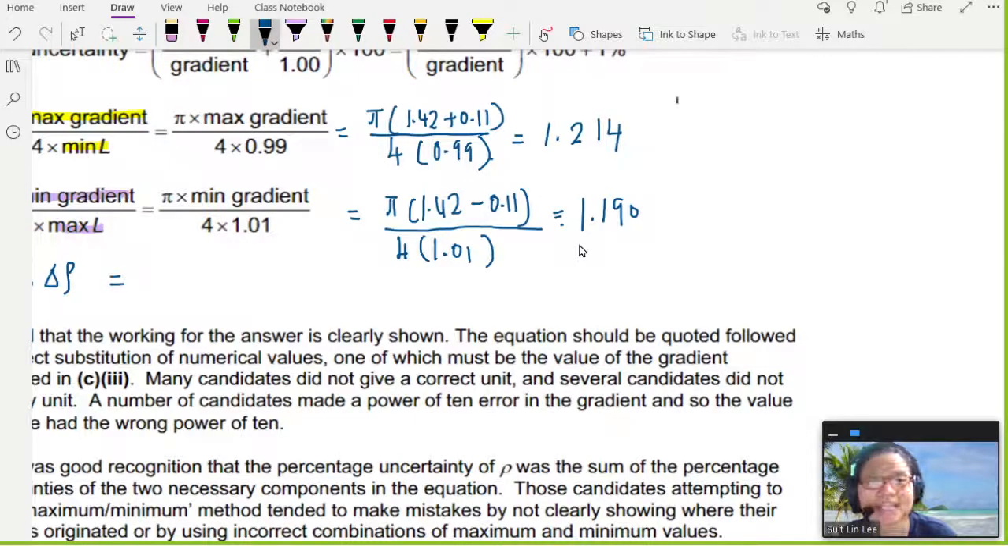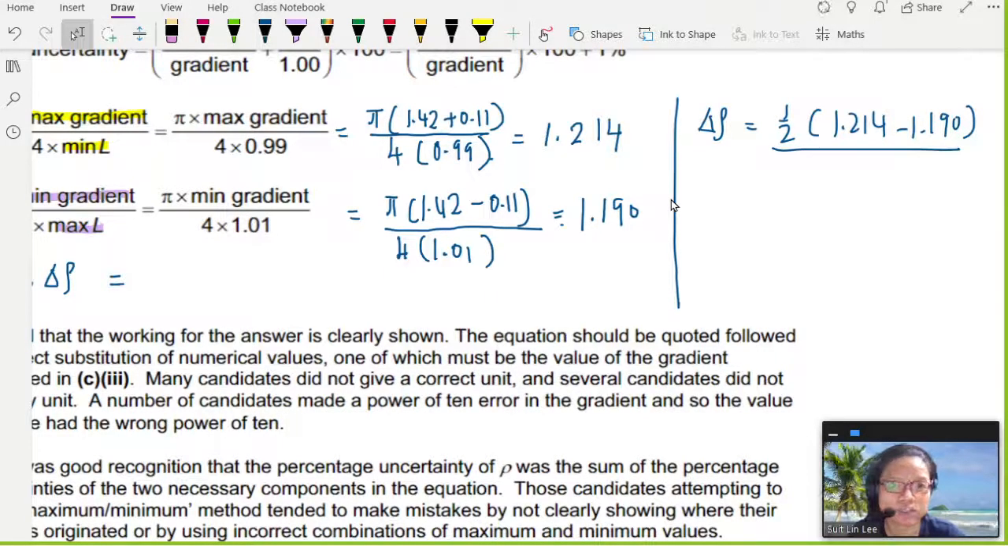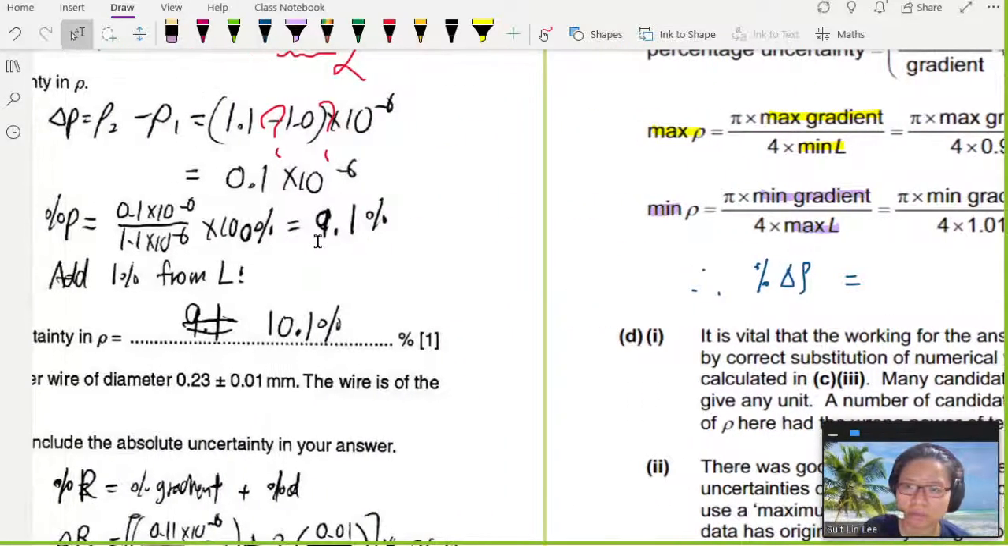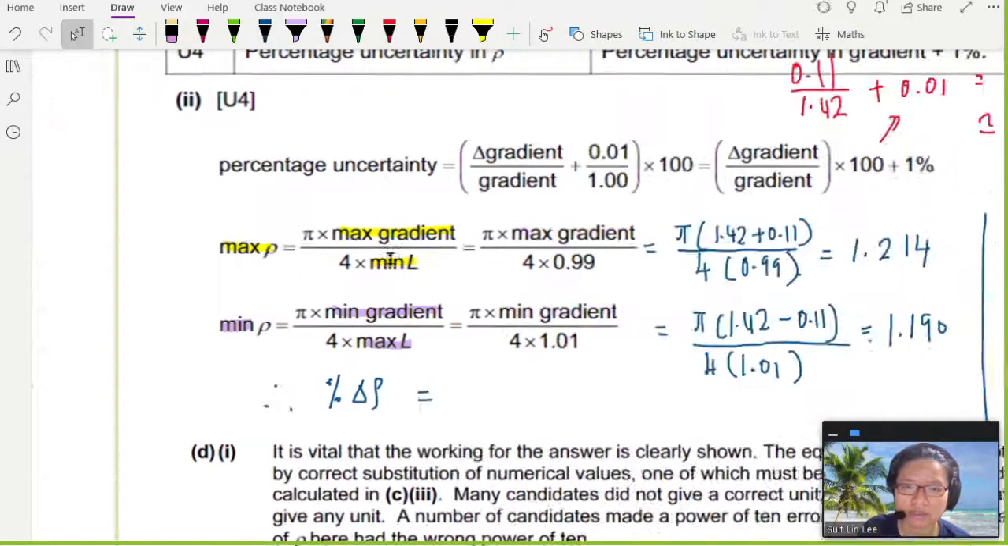Alternative method, highly don't recommend. This is a fail safe. Okay, so now if you want to find the uncertainty for this one, you will just take the percentage uncertainty. The absolute uncertainty now would be half of 1.214 minus 1.190, half the range, divided by the actual value of resistivity. So let me take a peek because I don't remember that after calculating so many things. Oh, 1.1 times 10 to the power of negative 6.